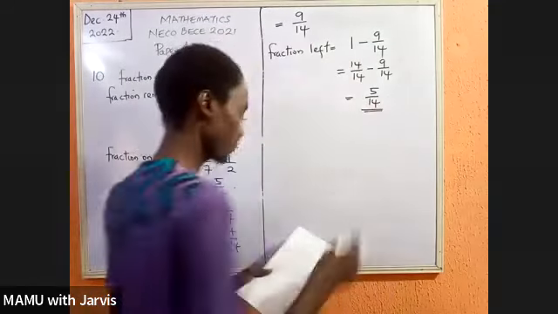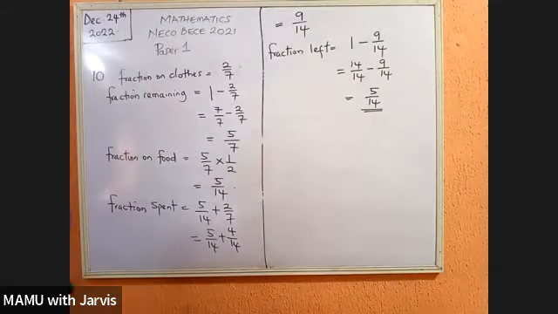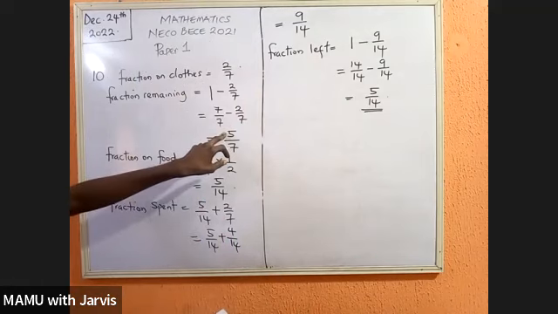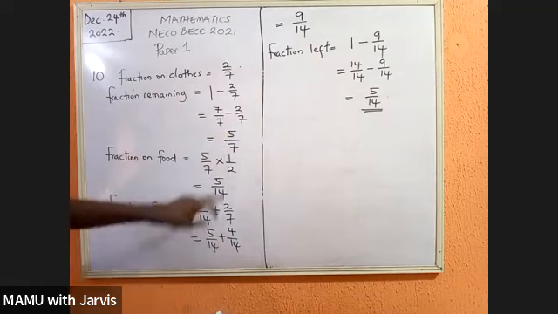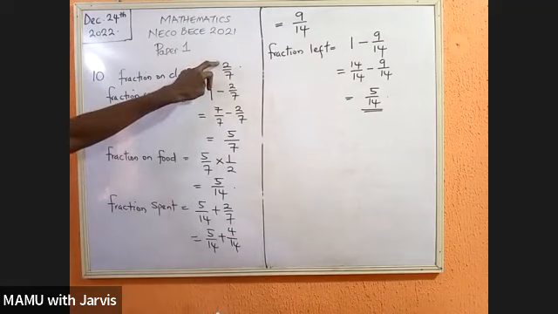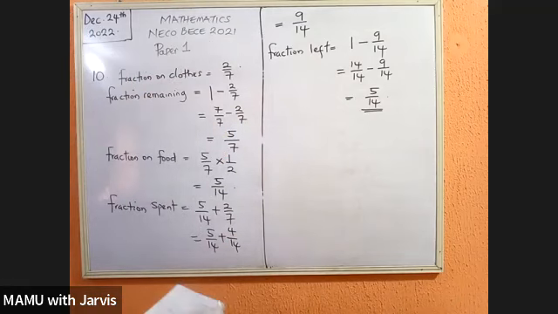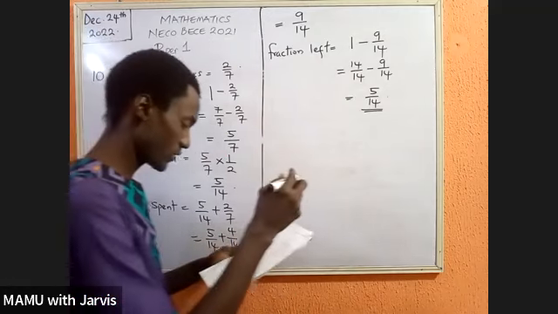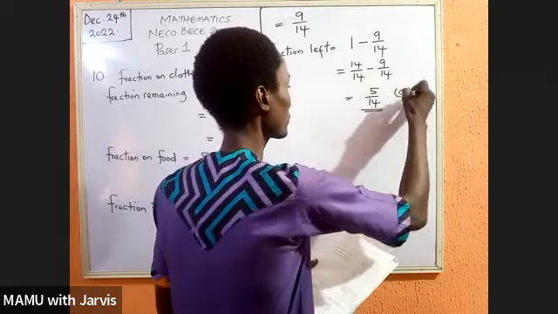So we'll just check. And if in the course of solving you get a different answer, just ensure that you follow the procedure, and that should be it. 5 over 14. 2 over 7 plus 5 over 14. All right, so that takes care of that. And so that option is C.